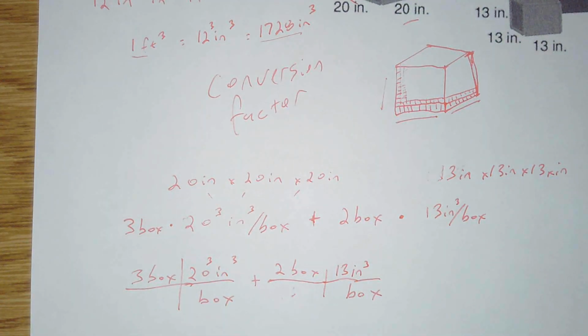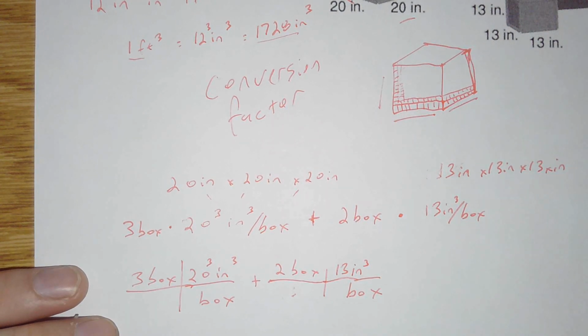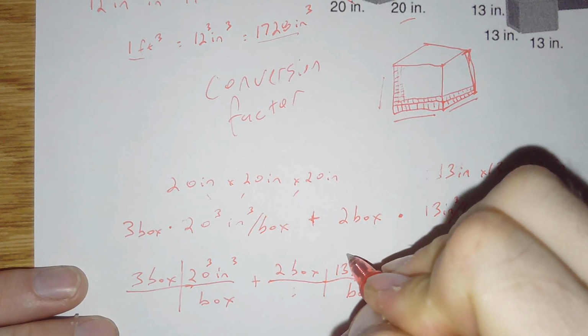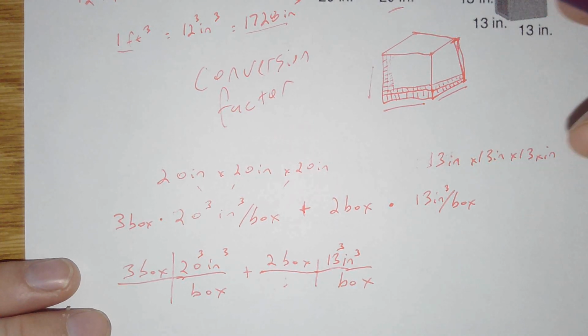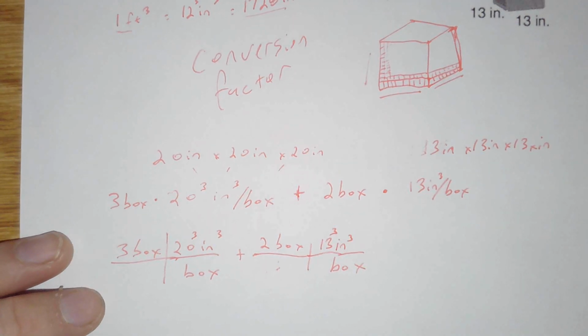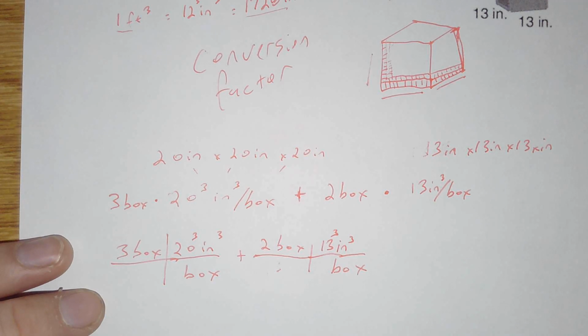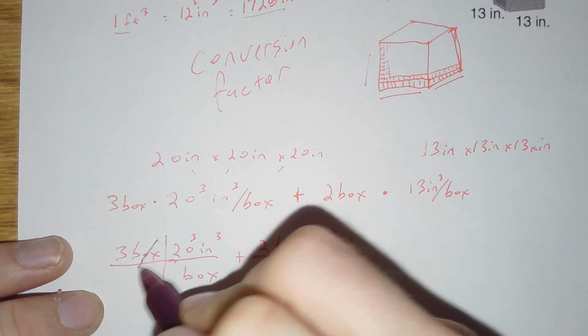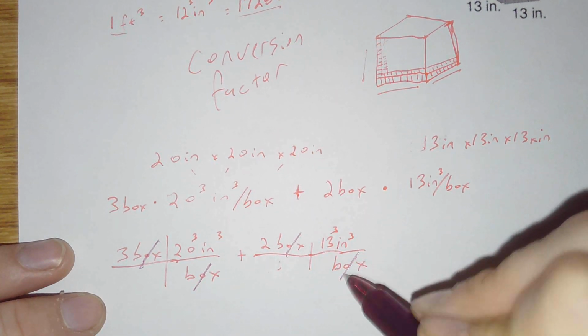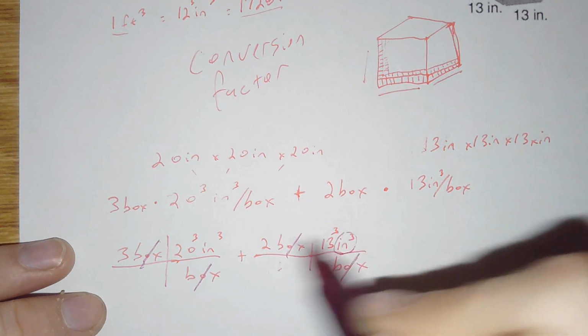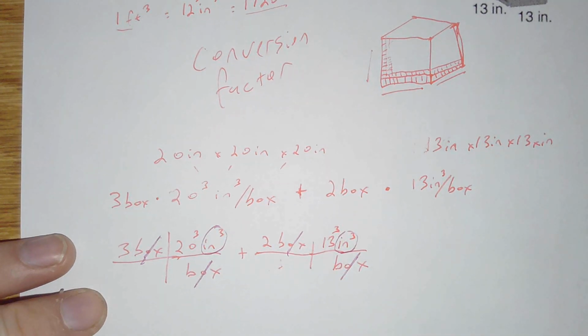This is a thing called unit analysis, right? Unit analysis is a very powerful tool. I've told you this before, because I forgot about my inches cubed. I need inches cubed, some unit of volume, right? So boxes cancel out, because I have a box on the top and a box on the bottom. Boxes cancel out, and the units I'm going to have left is inches cubed.